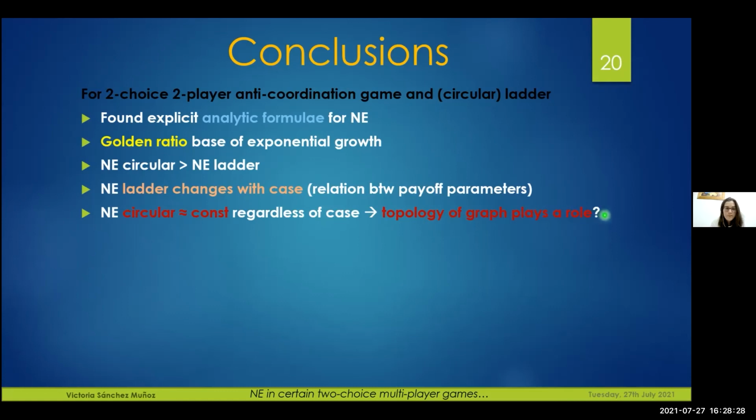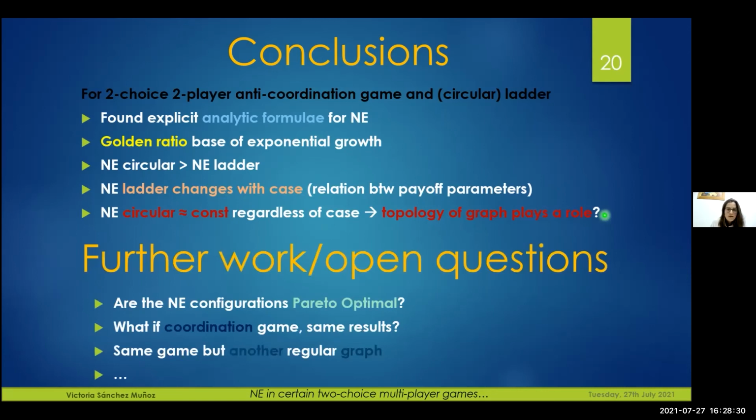As further work and open questions, we can try to analyze the solutions to compute the total payoff for the society, the social welfare, to see if they are Pareto optimal or not, or instead of the anti-coordination game, change to a coordination game, or just try the same but with another regular graph and see what happens, and so on.